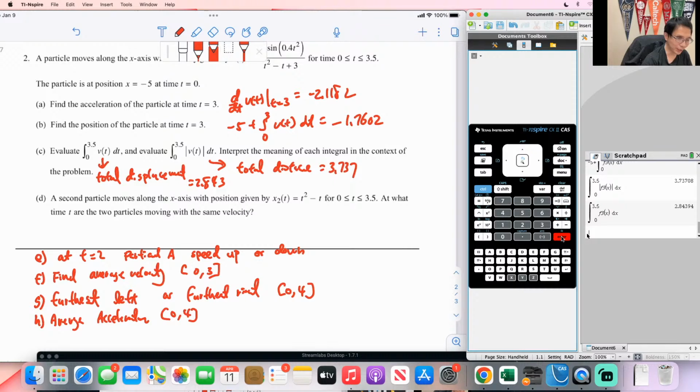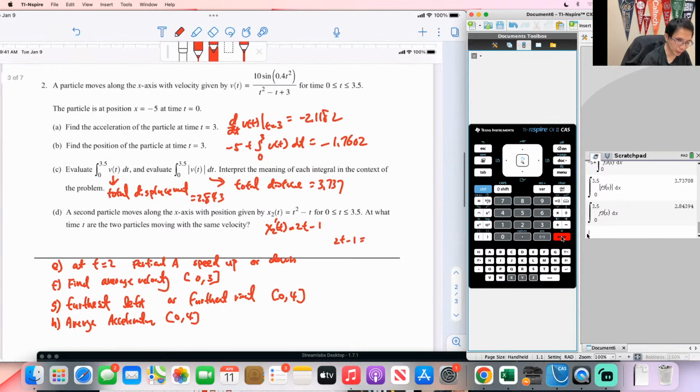Okay, so I just want to take a derivative of this, and it's equal to 2t minus 1. I want to set 2t minus 1 equal to v of t. The best way is to graph this: 0 equals v of t minus 2t plus 1. So you just graph this and look for 0 between that.